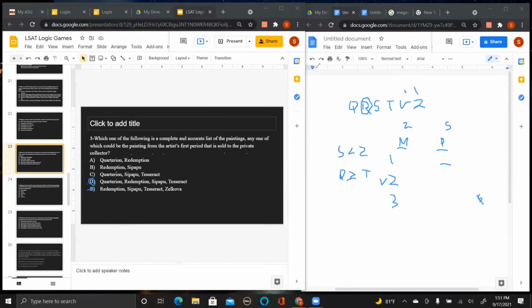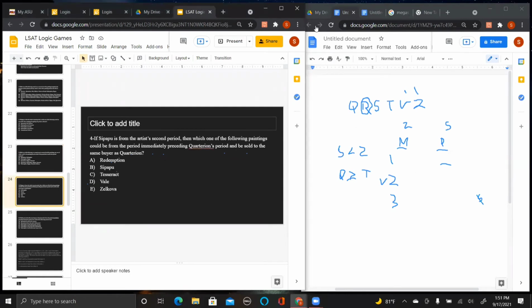All right. So on to question 4. That one's decently simple, because there's not a lot of rules that affect it, as long as you know, which we already have in our graph here, that V can't be in first position and Z can't be the private collector. So as long as you know that, we're good. If Sipu is from the artist's second period, which of the following paintings could be from the period immediately preceding Quaterion's period and sold to the same buyer's criteria?